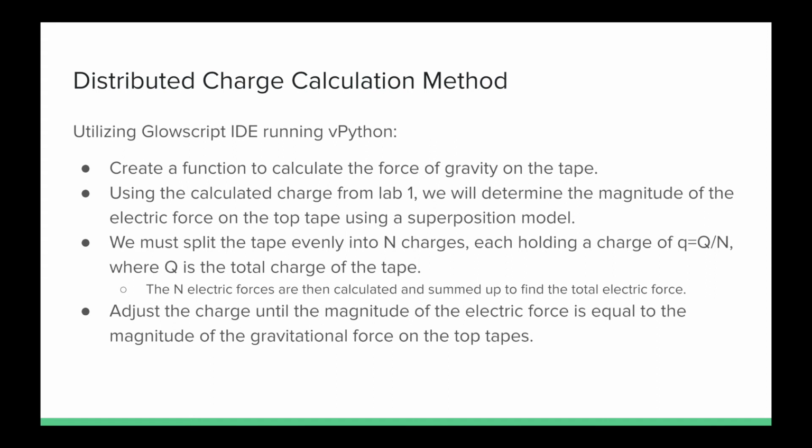In order to do this, we will be using a function to split the tape evenly into n charges, with each holding a small ratio of the total charge of the tape. The n electric forces are then calculated and summed up to get the total electric force of the tape. We then adjust the charges until the magnitude of the electric force is equal to the magnitude of the gravitational force on the top tape.